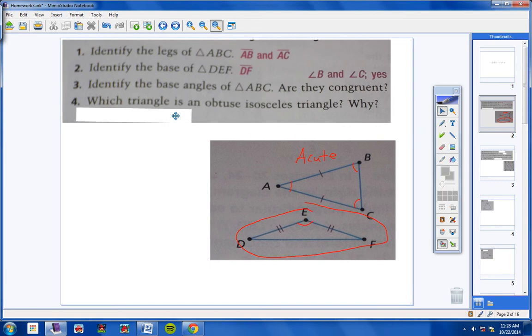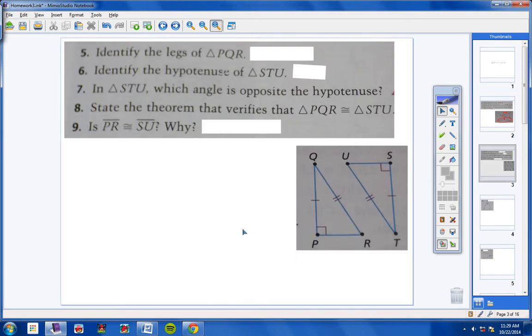So which triangle is obtuse isosceles? Triangle DEF. Okay, and why? Because angle E is obtuse. All right, moving on to numbers 5 through 9.